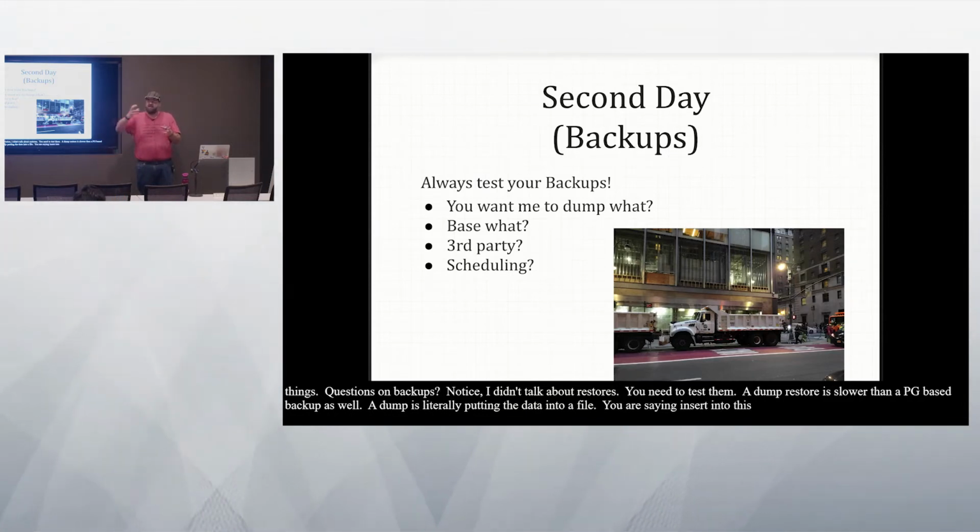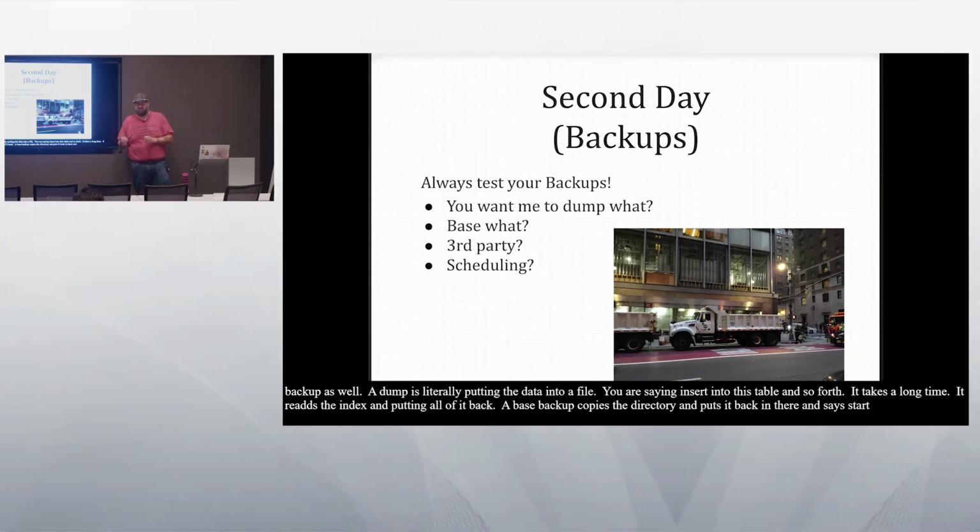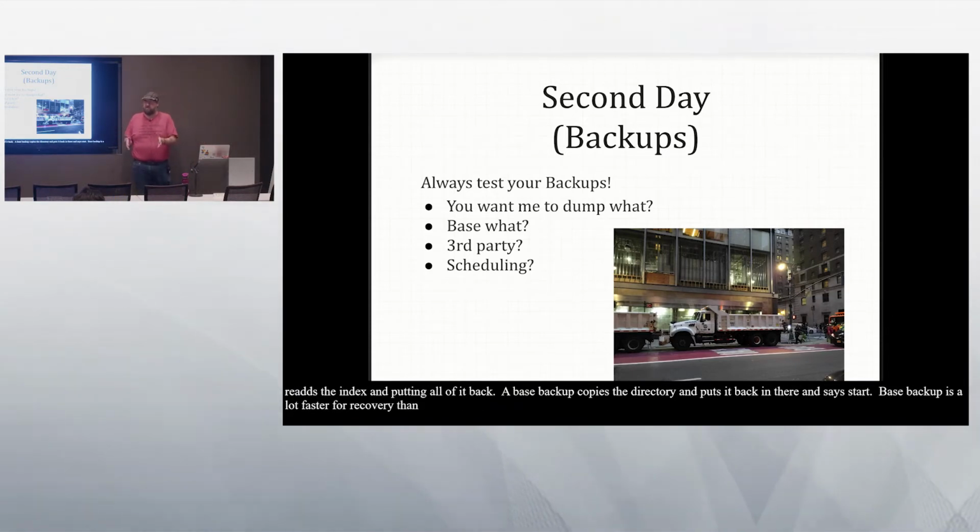And it re-adds the indexes, the foreign keys, everything. It puts all that back. A base backup simply copies the directory and puts the directory back in there and then says start. So a base backup is a lot faster for recovery than a dump, okay? So if you're out there and you're doing dumps, keep in mind your recovery time can be 2 or 3 times longer sometimes if you're not careful. We found that in ours.